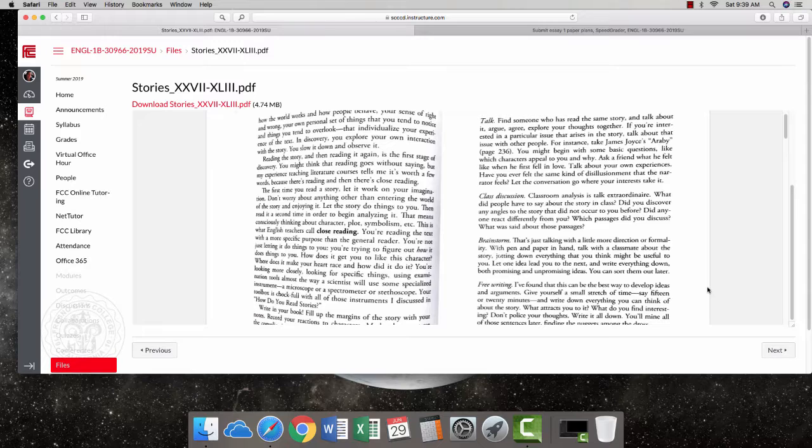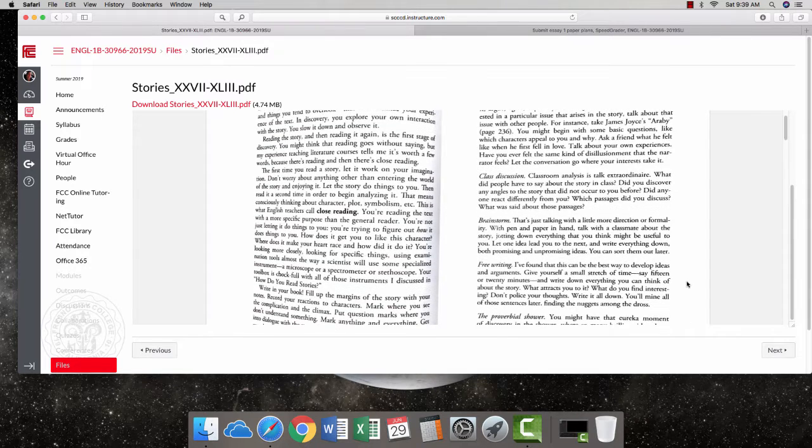For instance, James Joyce's Araby. You might begin with some basic questions, like which characters appeal to you and why. Ask a friend what he felt like when he first fell in love. Talk about your own experiences. Have you ever felt the same kind of disillusionment that the narrator feels? Let the conversation go where your interests take it.